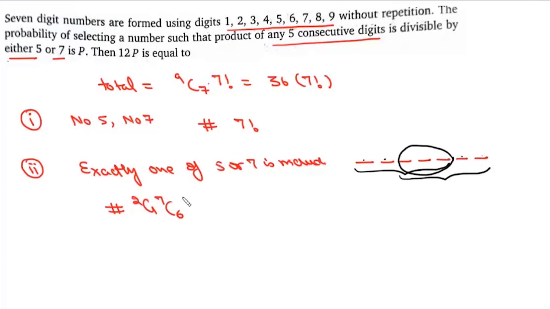So for 5 we have to choose one place, and that can be done in 4C1 ways, and then we can arrange these remaining 6 numbers in factorial 6 ways. So that's our second case when exactly one of 5 or 7 is included. So if there is no 5 and no 7, all the numbers are not divisible by 5 and 7. For second also, these are the cases where the number formed is not divisible by 5 or 7. We are solving this question using exclusion. And then this third case when both 5 and 7 are included.